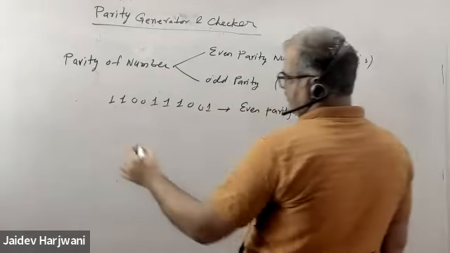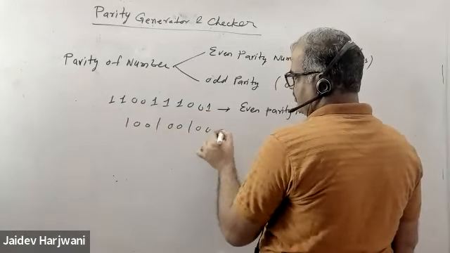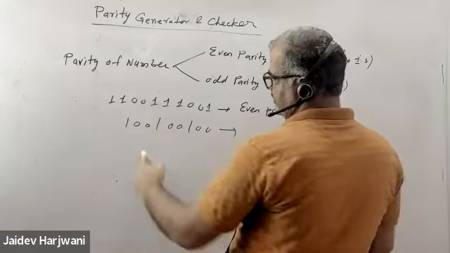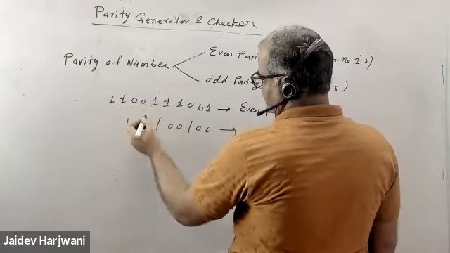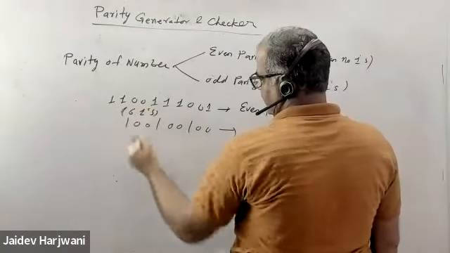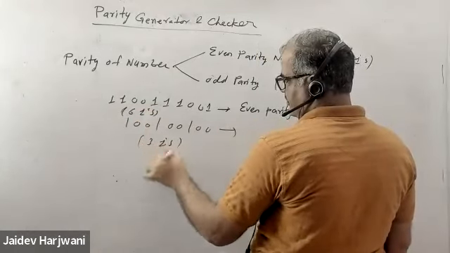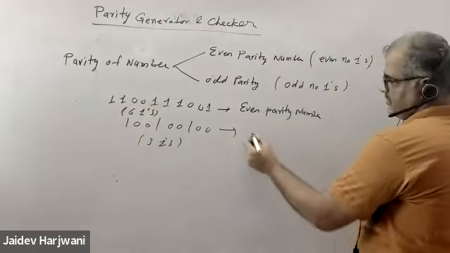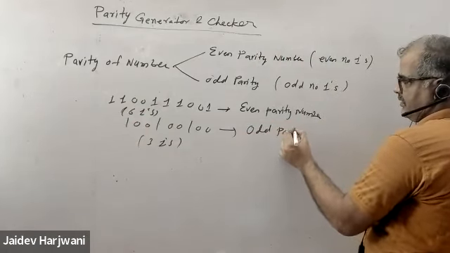And similarly, if I write 1 0 0 1 0 0 1 0 0, it has 3 ones. So 1 2 3 4 5 6 ones, so this is an even parity. And this one has 3 ones, an odd number of ones, so this is your odd parity number.